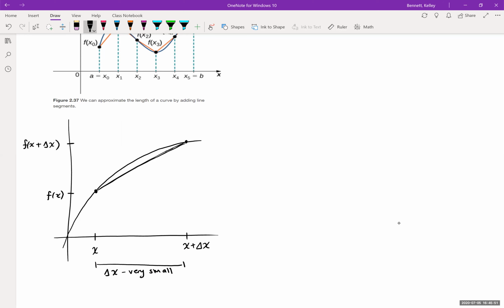And using the Pythagorean theorem, I can actually tell you how long this segment is. So the way I do that is I just construct a right triangle. I suppose x plus delta x is really here. We know that this distance for the base is delta x. And in order to get the distance for the height of the other leg, it's just going to be the difference of f of x plus delta x minus f of x.